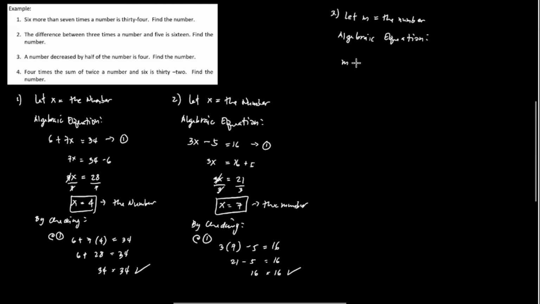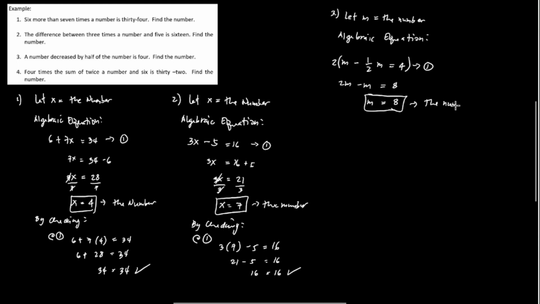So m decreased by 1/2 of the number, which is also m, is equal to 4. And this is equation 1. And simplify. Multiply everything by the common denominator, which is 2, to eliminate the denominator. 2 times m is 2m, 2 times negative 1/2 of m is negative m, which is equal to 2 times 4, or 8. And 2m minus m is m, and it is equal to 8. So m is equal to 8.